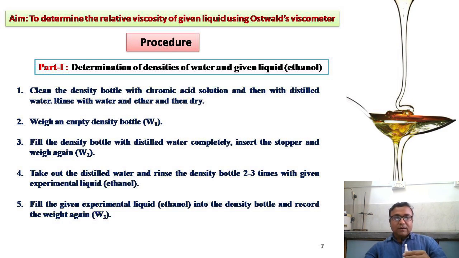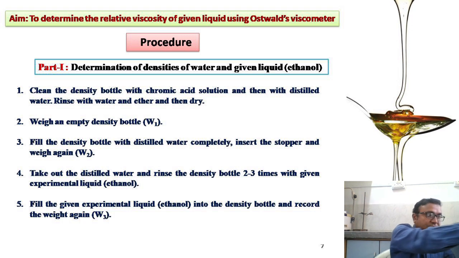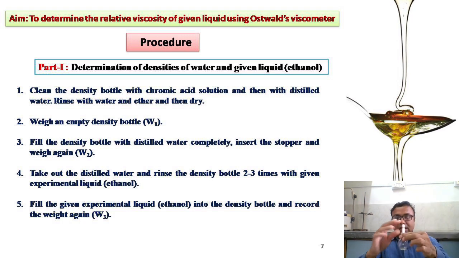Then second, fill the density bottle with distilled water completely, insert the stopper, clean the density bottle outside, dry it and weigh it again as W2. It means open this knob, then add the distilled water using the pipette here, fill it completely, and then insert this knob here, and dry it with paper and take the weight, that is the W2.